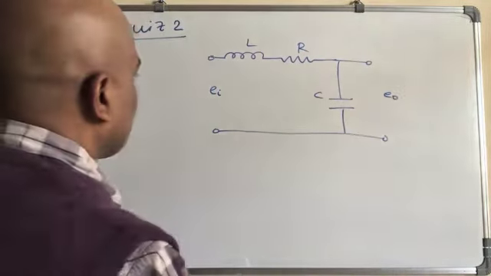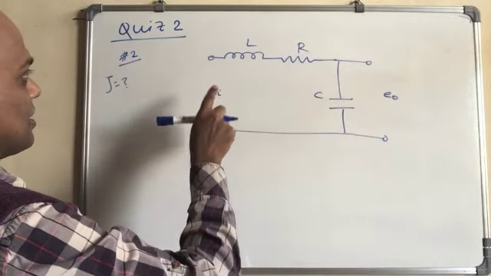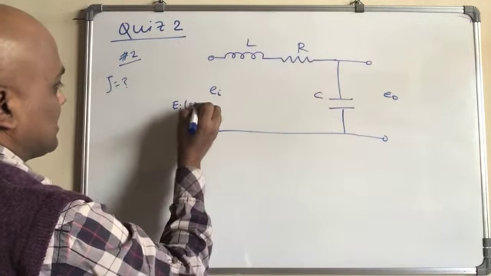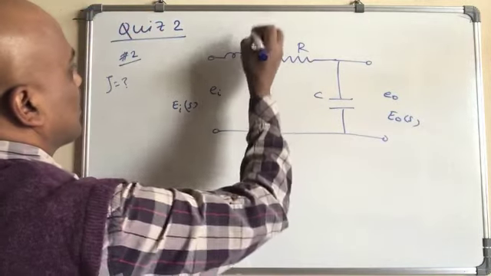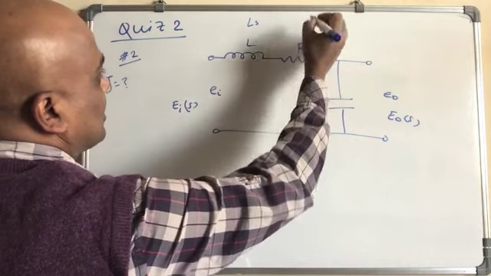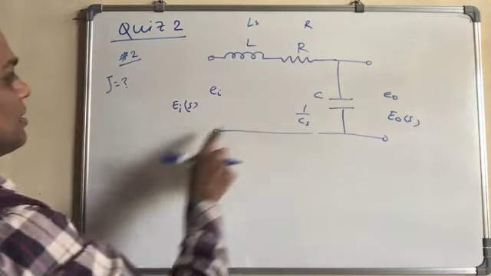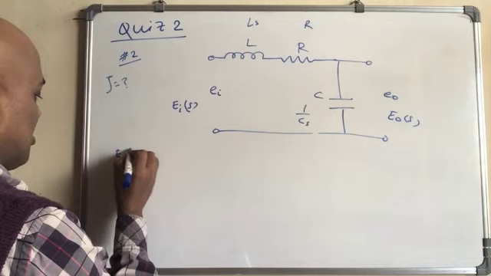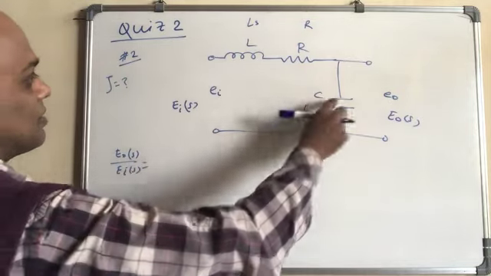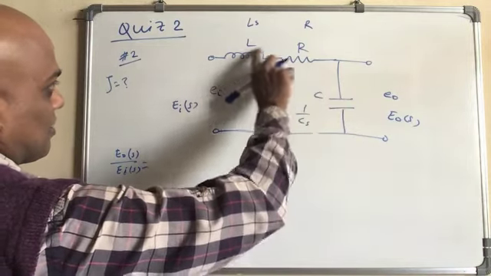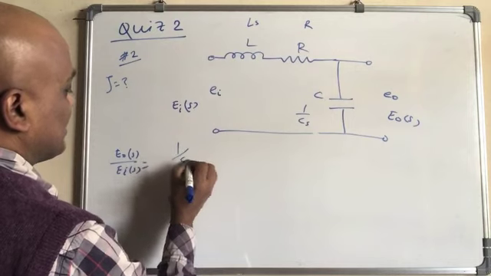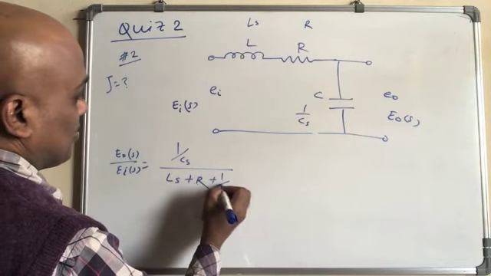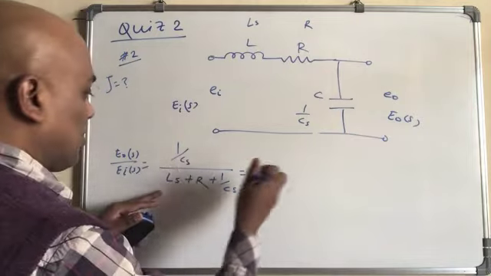So in order to find out, first we have to find out what is the differential equation, and in the S domain we can write, so this becomes Ei(s), output becomes Eo(s), this becomes L times s, this is R only, and this becomes 1 over C s, right? And accordingly we can find out, so our Eo(s) over Ei(s) will be equal to the impedance of these divided by, you add all of them. So 1 over C s divided by L s plus R plus 1 over C s.